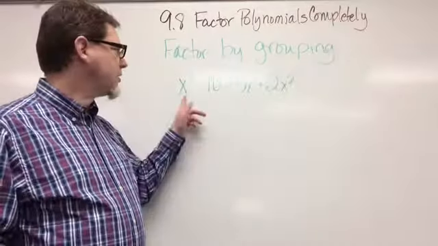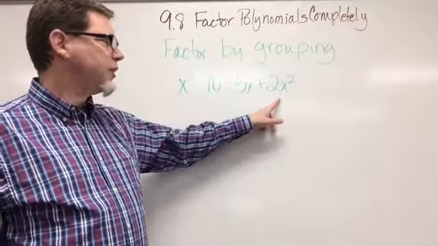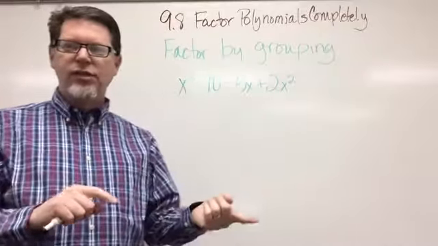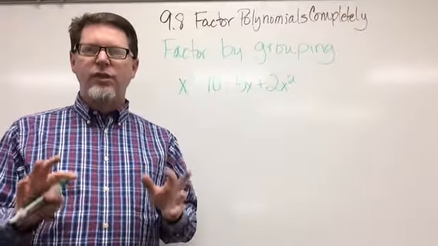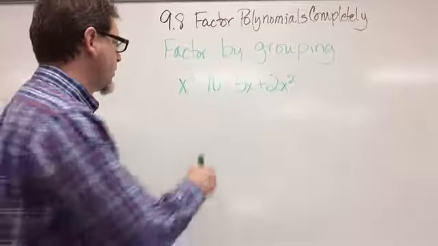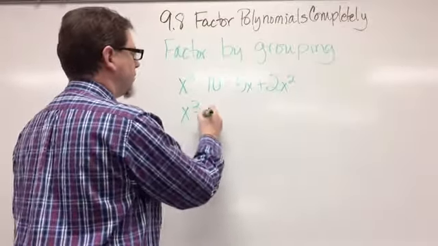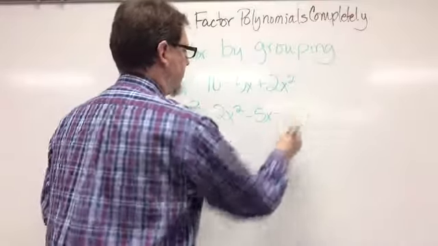On this one, I have x to the third minus 10 minus 5x plus 2x squared. Now, I told you just a second ago that I have to have all the terms in order from least to greatest by the exponent. So I've got to switch this around before I can group. So I'm going to do x to the third plus 2x squared minus 5x minus 10.